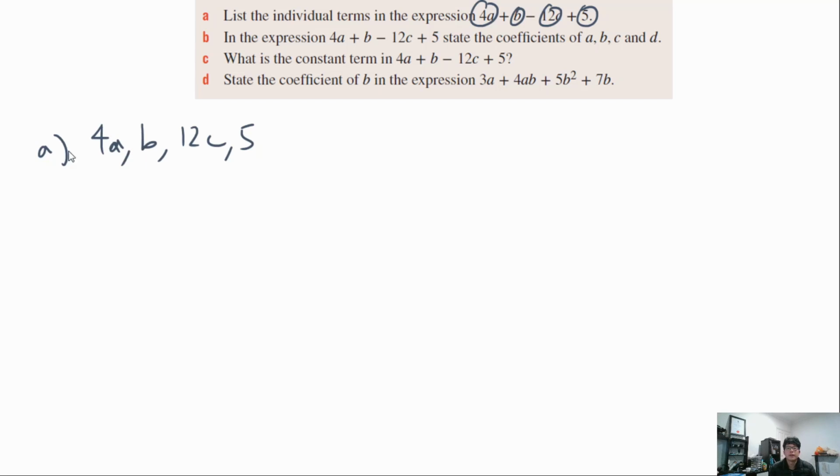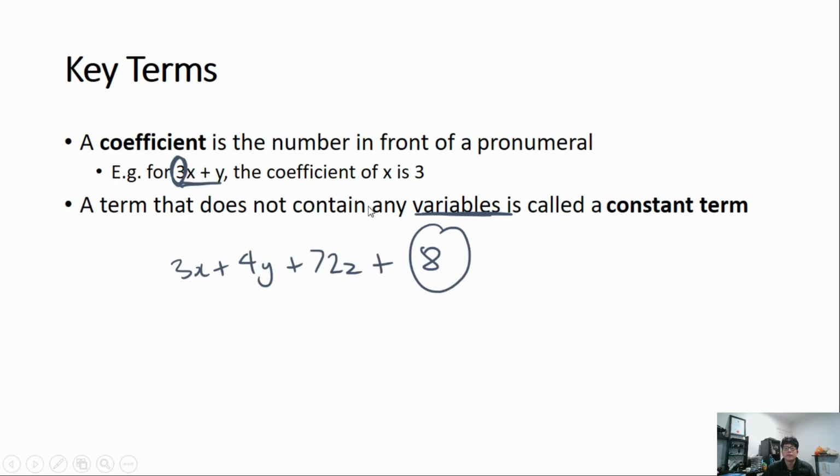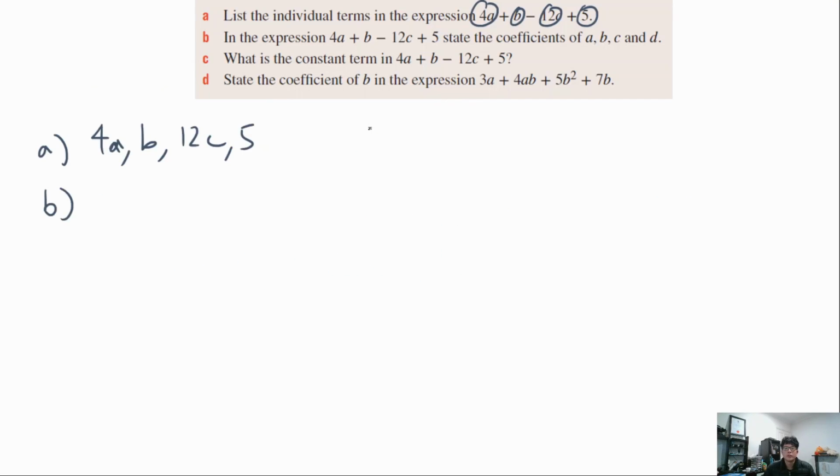Alright, so now we need to find the coefficients in question B. It says in the expression 4a plus b minus 12c plus 5, state the coefficients of a, b, c, and d. So if you remember from before, a coefficient is the number in front of a pronumeral. So in this case for a, it's just going to be 4 because that's the number in front of a. In front of b, there's no number, so that's just going to be 1. In front of c, we have a negative 12. Don't forget that negative sign. And there is no d, so d is just going to be 0.